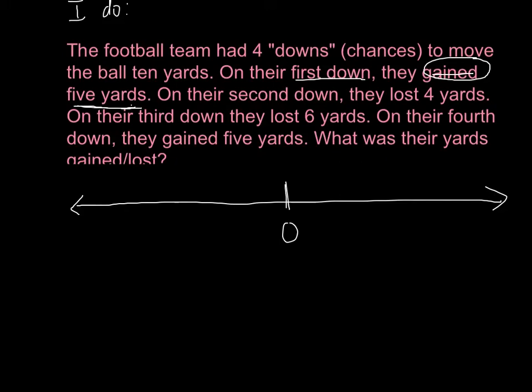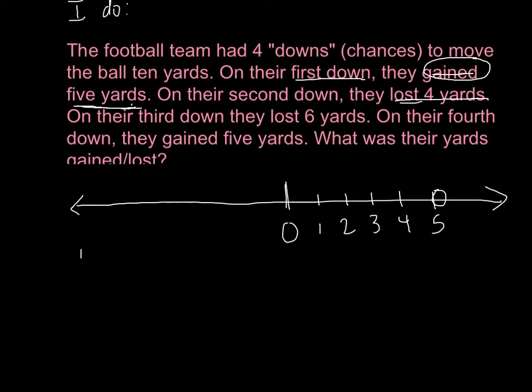So if we start at 0 and we move 5 spots, that's 1, 2, 3, 4, 5. So now they have gained 1, 2, 3, 4, 5 spots, and they are currently sitting at 5 yards. On their second down, they lost 4 yards. They went backwards 4 yards. And remember, they're trying to go forward. So a loss is a negative 4.